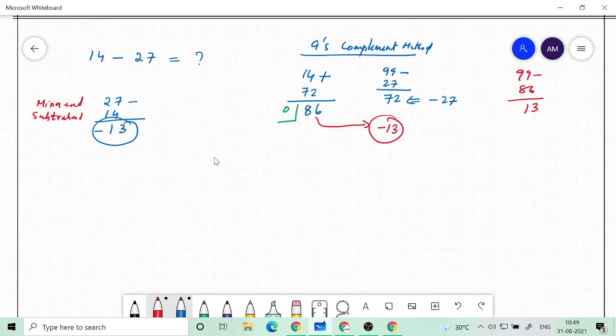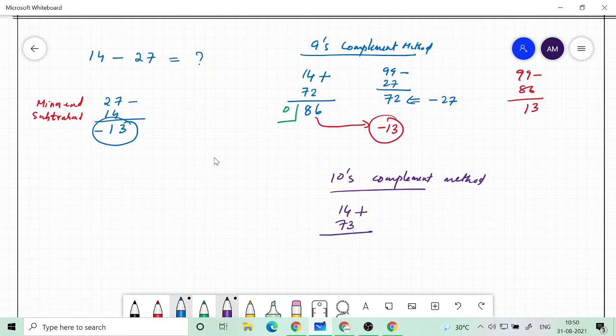Now let's do it also with the 10's complement method. So we have 14. Again, what is the 10's complement? Once you know the 9's complement, you just increment it by 1, because instead of subtracting from 99, we have to subtract from 100. So we get a value which is 1 greater than that. So it will be 73.